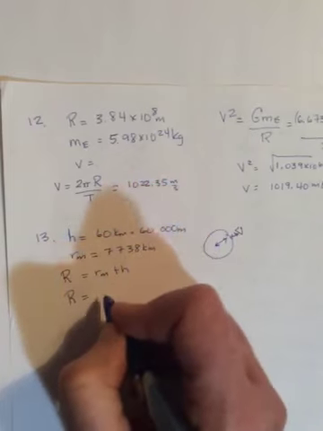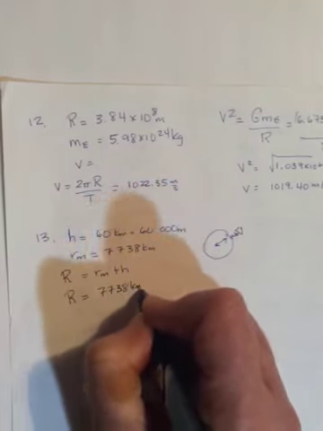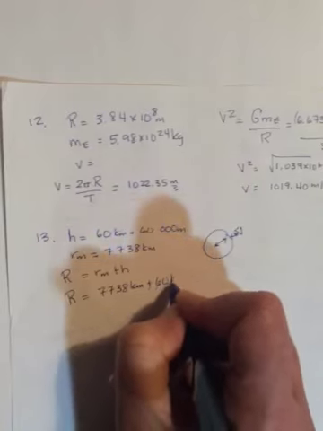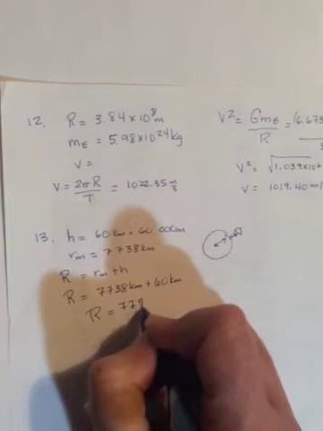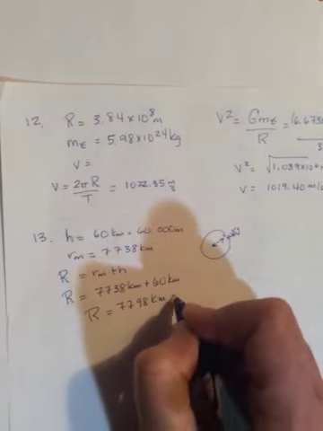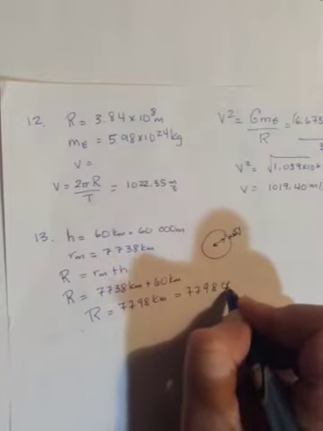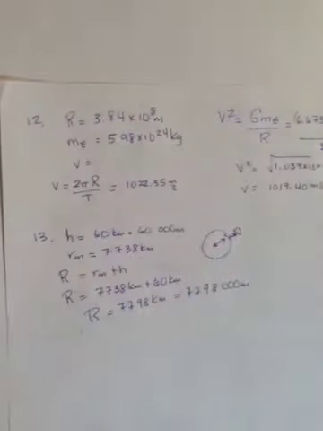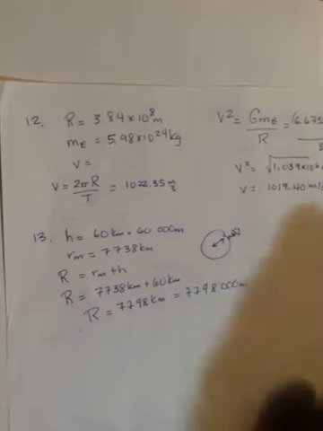Before putting the zeros in, I'm going to add them together. So 7,738 kilometers plus 60 kilometers. So the radius will be 7,798 kilometers, or 7,798,000 meters. Okay, so we now have the radius of orbit, and it wants to know what's the period of the orbit.